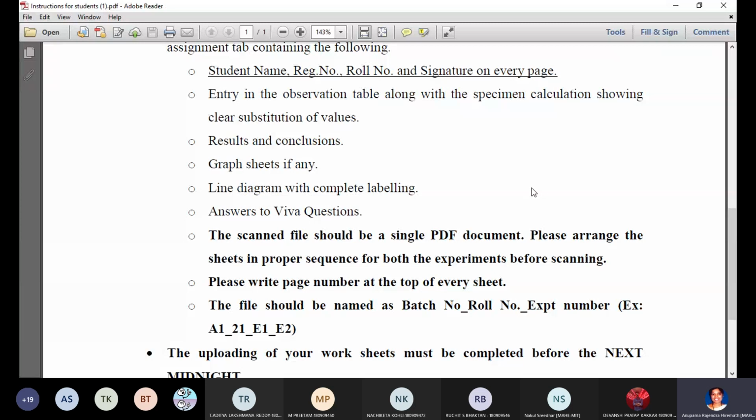Any other doubts? This PDF file is uploaded in the files tab. You can revert back to this file whenever you want and go through the instructions once again. No doubts, I guess. Nakul sir, can you play the video?